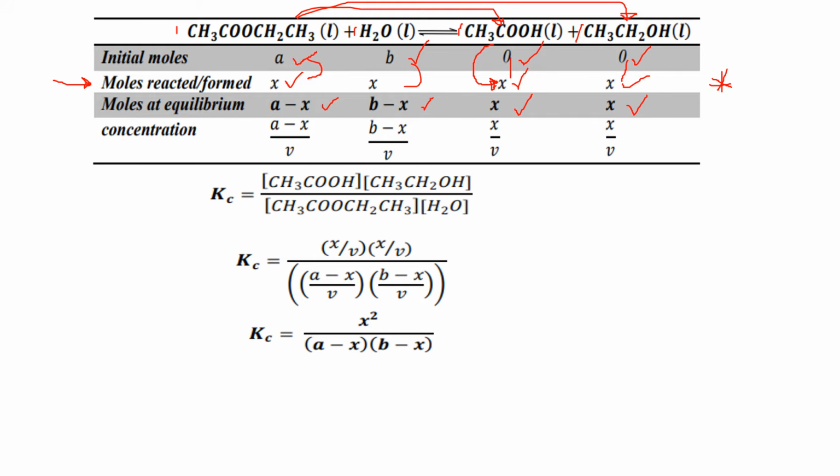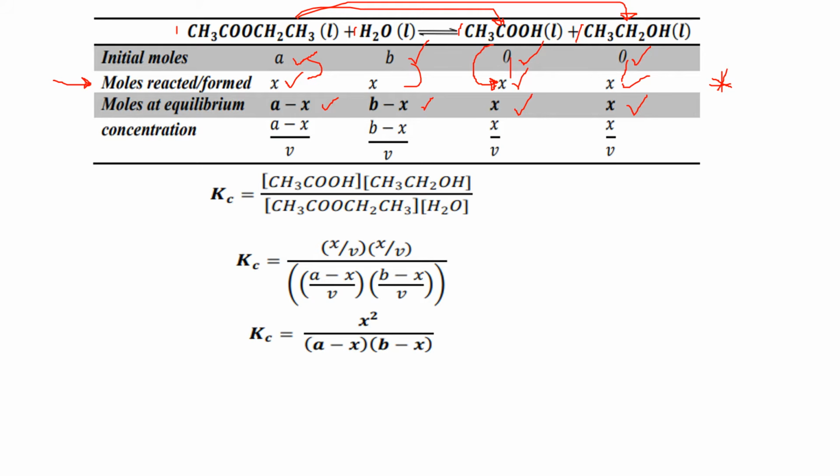Then how can you get concentration? Concentration is always in moles per volume. So the only way to do that, you get your moles at equilibrium and you divide them with the total volume of the solution that you had. And in our treatment of results, we let our total volume to be V decimeters cubed.